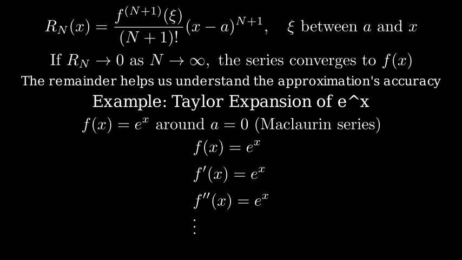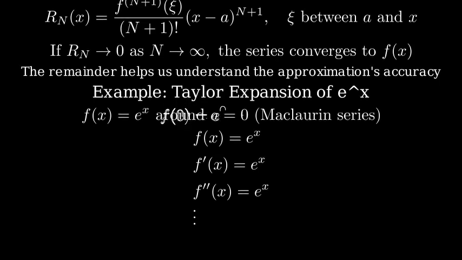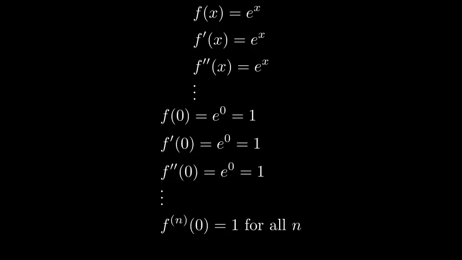So we have f of x equals e to the x, f prime of x equals e to the x, f double prime of x equals e to the x, and so on. When we evaluate these at x equals 0, we get f of 0 equals e to the power of 0, which is 1, f prime of 0 equals e to the power of 0, which is also 1, f double prime of 0 equals e to the power of 0, which is still 1, and so on. All derivatives at 0 equal 1.